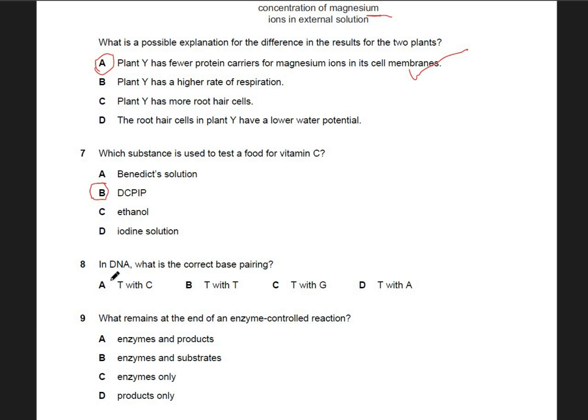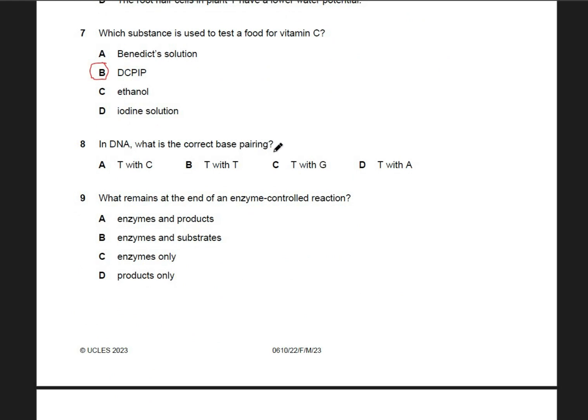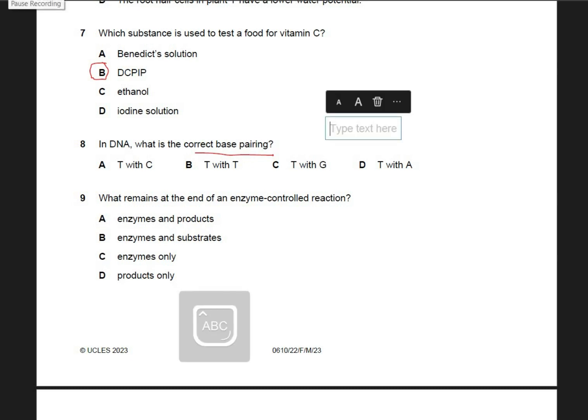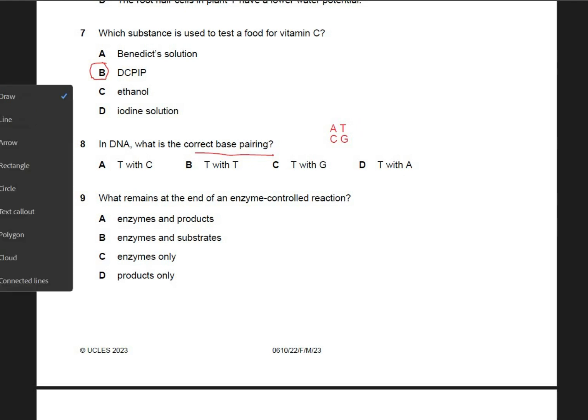Question 8 says, in the DNA, what is correct base pairing? So the rule of complementary base pairing is that adenine binds with thymine and cytosine binds with guanine. All right. So what is the correct base pairing? Adenine binding with thymine. So this is option number D.